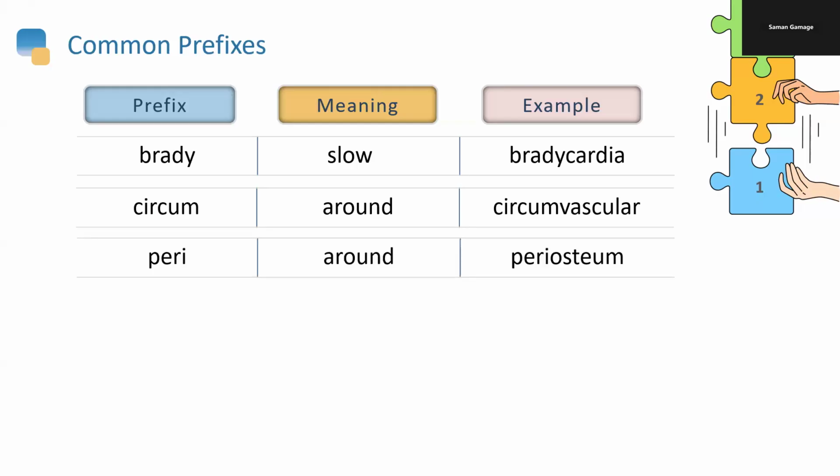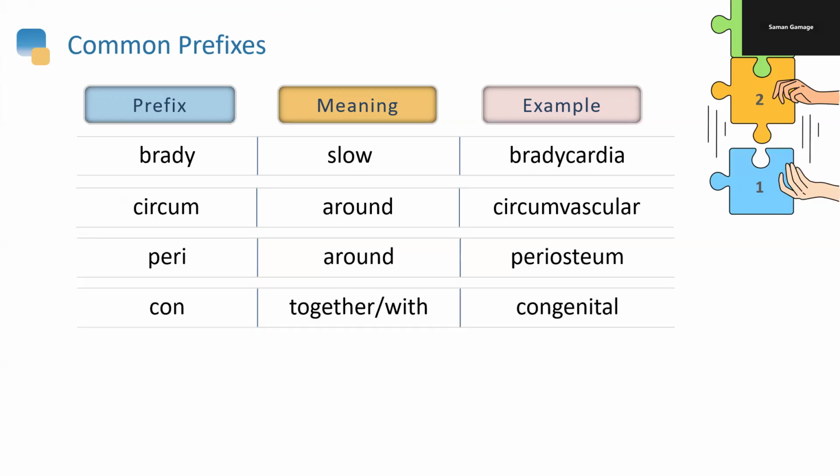Peri means around. Periosteum, the tissue surrounding a bone. Con means together with. Congenital, born with. Congenital abnormality, so some abnormalities the babies are born with. Congenital heart disease: the baby is born with a heart disease which is present from birth.